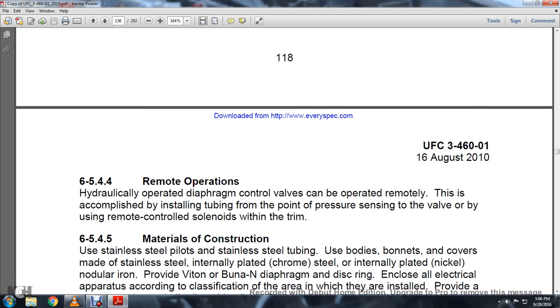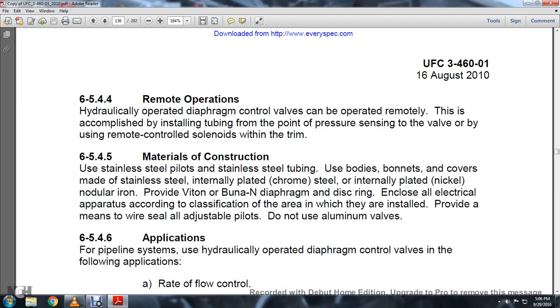5.4.4 Remote operations. Hydraulically operated diaphragm control valves can be operated remotely. This is accomplished by installing tubing from the point of pressure sensing to the valve, or by using remote control solenoids with the trim.